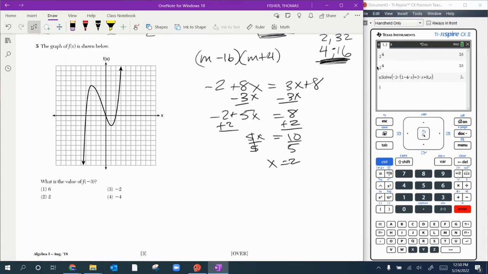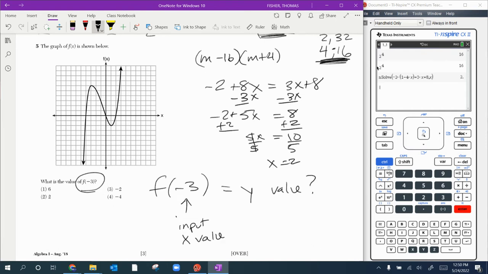Moving on to number 5. So for this one, let's see, graph of a function wants f of negative 3. So that means the input is negative 3. That is always an x value. So we're looking for a y value that is equal to the function at this x value. So at negative 3, we have to look at the graph.